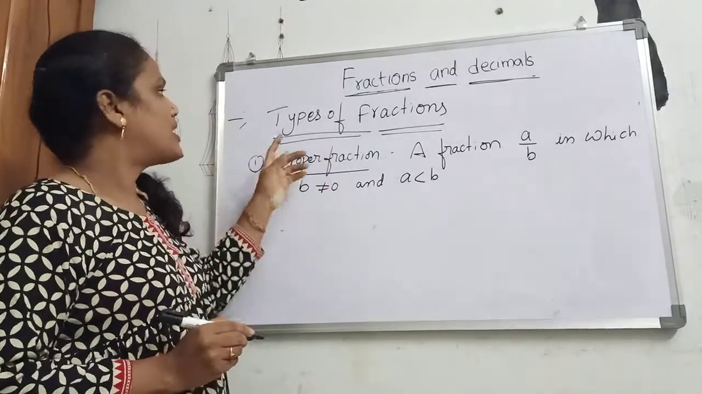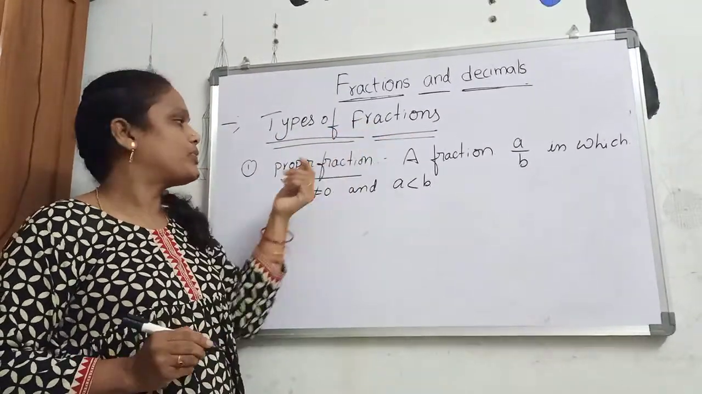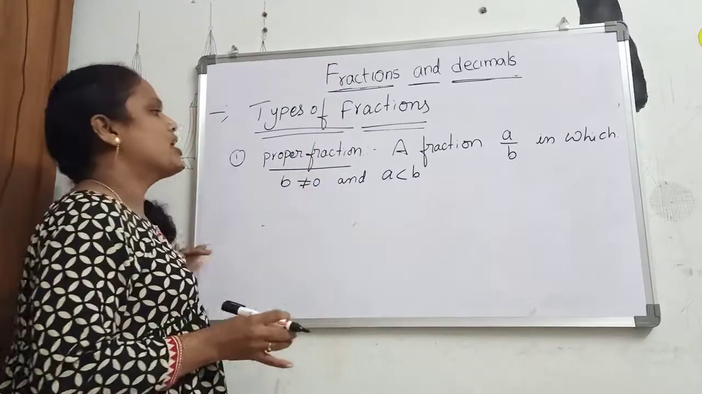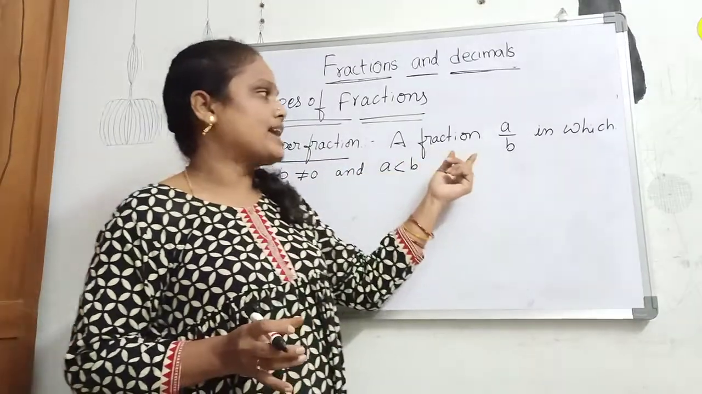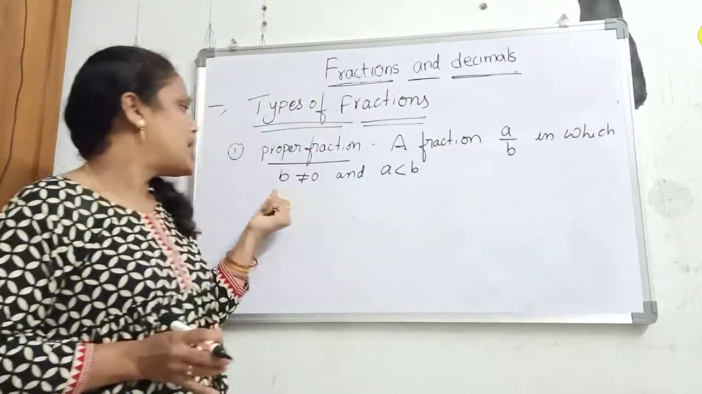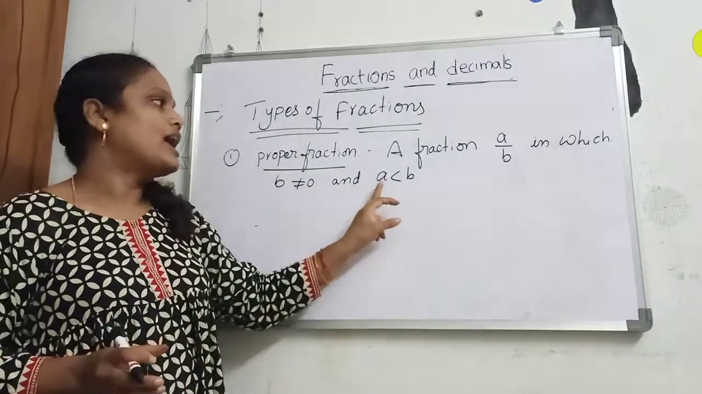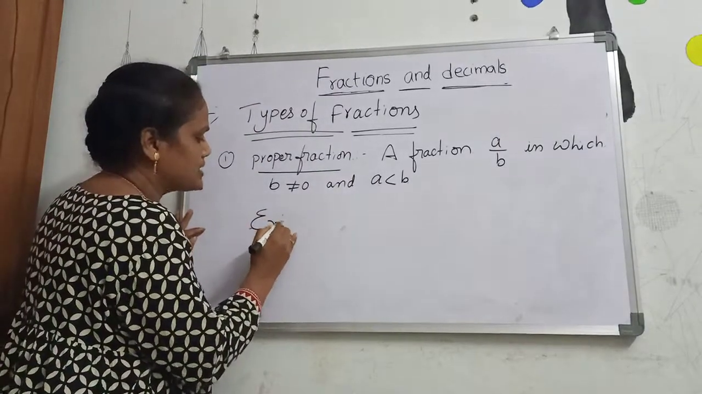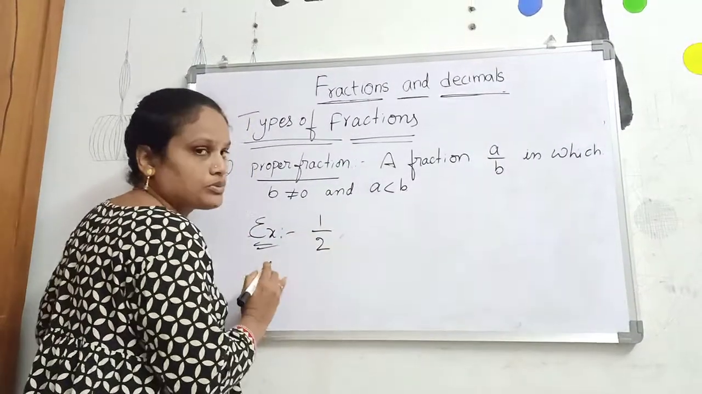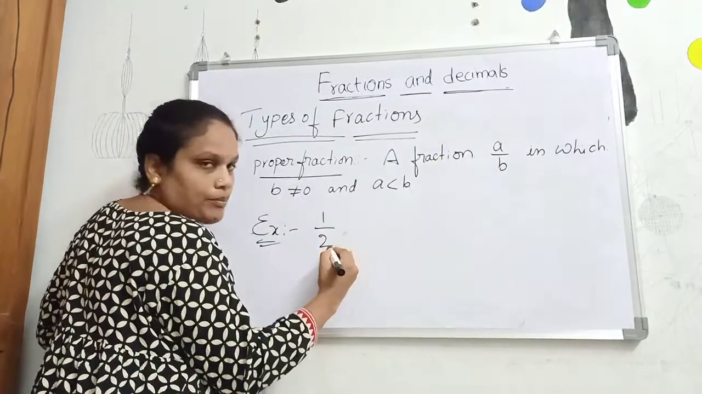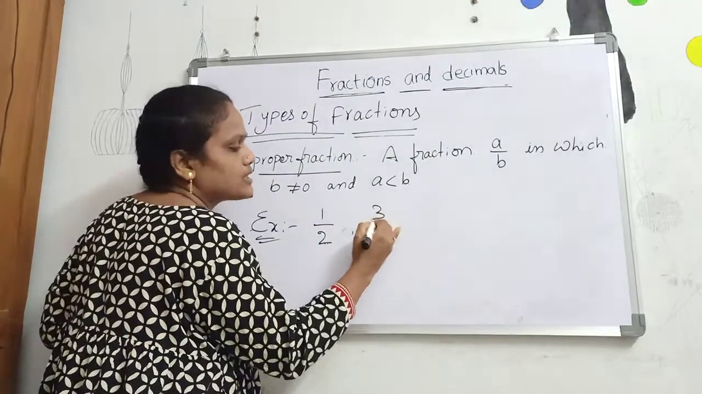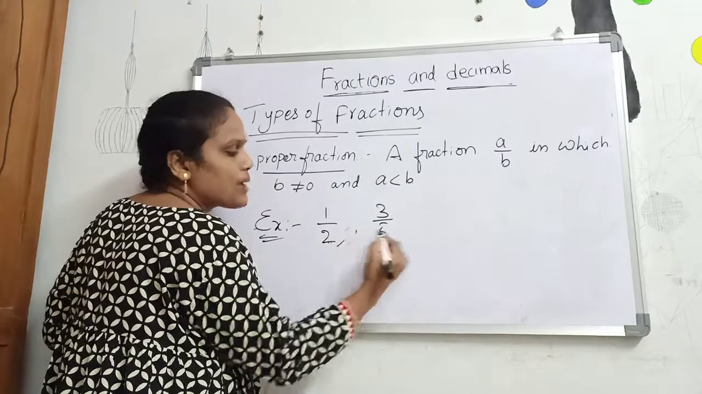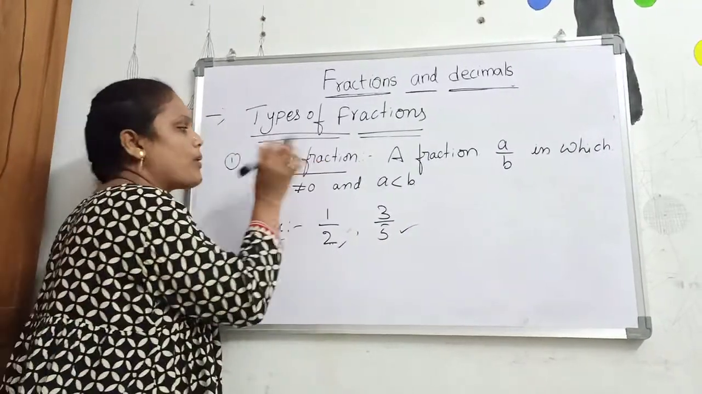Next, we will discuss the types of fractions. There are 5 types of fractions. First one is the proper fraction. A fraction a by b, in which b is not equal to 0 and a is less than b. For example, 1 by 2: here 1 is less than 2. Next, 3 by 5: this is also 3 less than 5. This type of fraction is called a proper fraction.